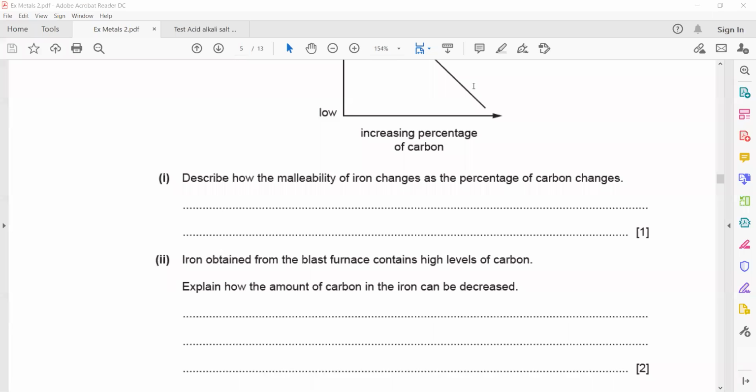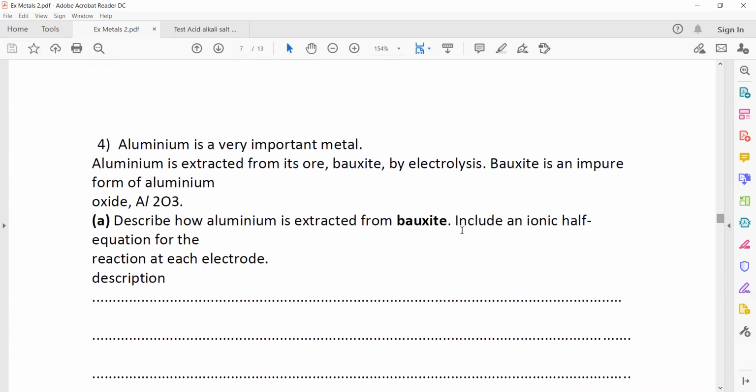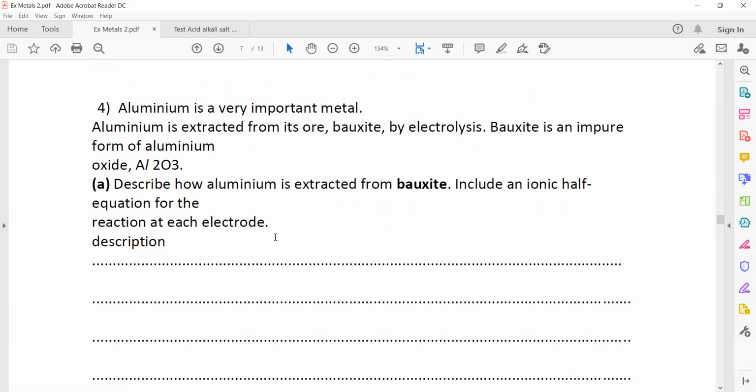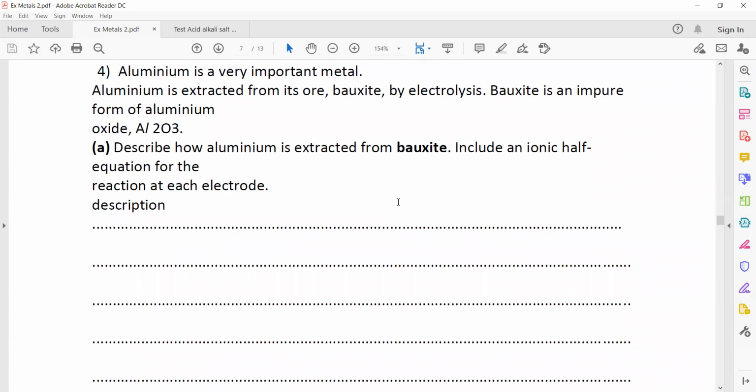Then the next question is question 4a. In this question, aluminium is very important. Aluminium is extracted from its ore bauxite by electrolysis. Bauxite is an impure aluminium oxide. Describe how aluminium oxide is extracted from bauxite. Include an ionic half equation.